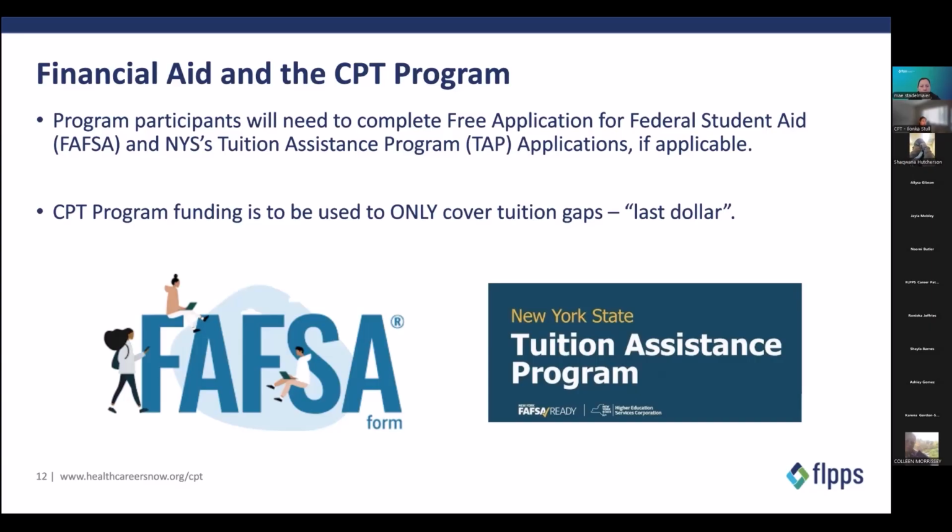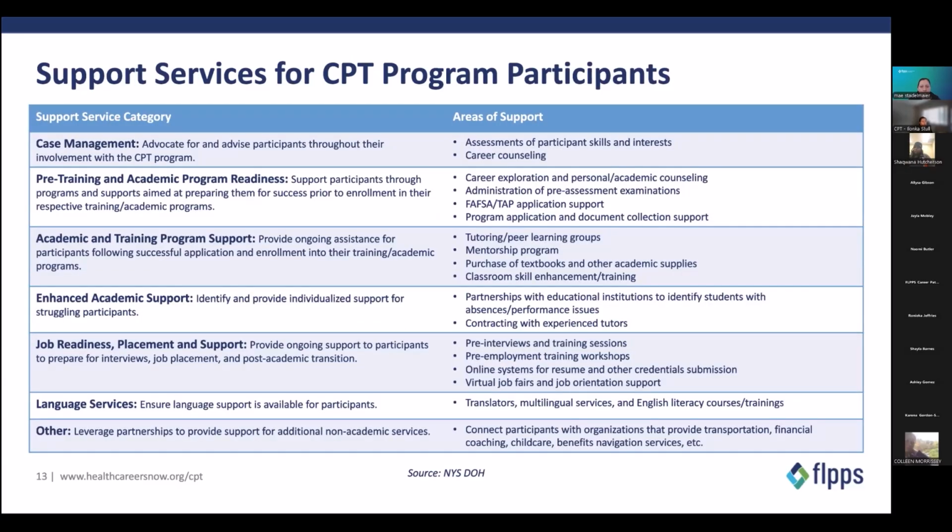What happens here when we mention the last dollar amount is that the CPT program is intended to be used only to cover any tuition gaps. So basically, to use an easy number, say the cost of the program is $100. From FAFSA, you might have $50 that they are covering, and the TAP is $15. So out of those $100, the CPT program will cover the balance left, which is $25. Our case management team can also assist you and help you through the application process if you need it.